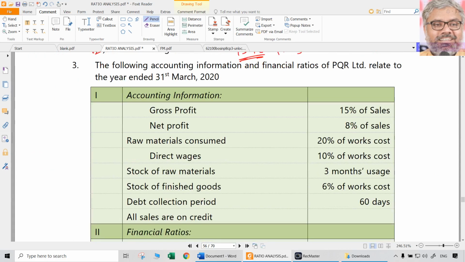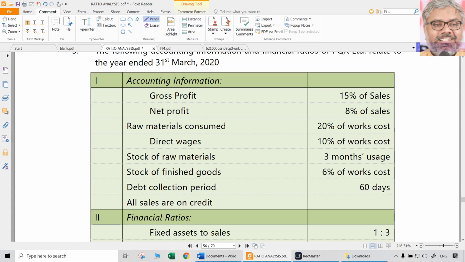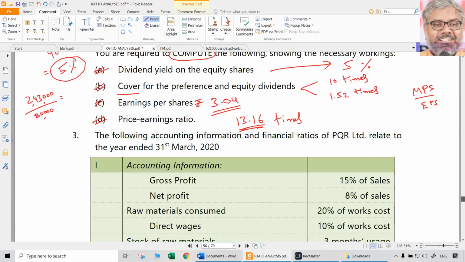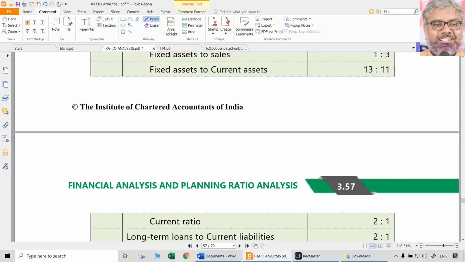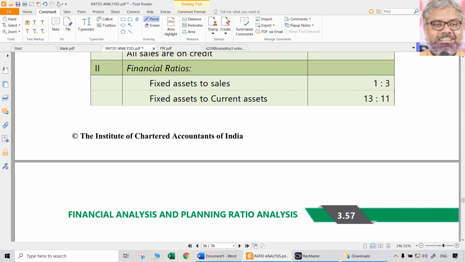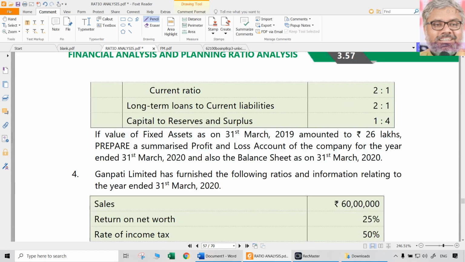Now, question number 3 was a past examination question. Such questions can be very well expected for 10 marks. Very, very possible type of questions. Little longer ones, because what is required in this question, if you observe, is that you are supposed to prepare a summarized profit and loss account of the company and the balance sheet of the company on 31st March 2020.